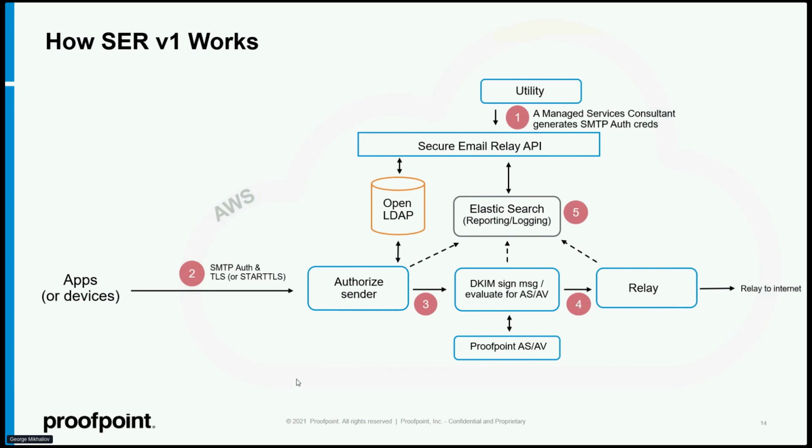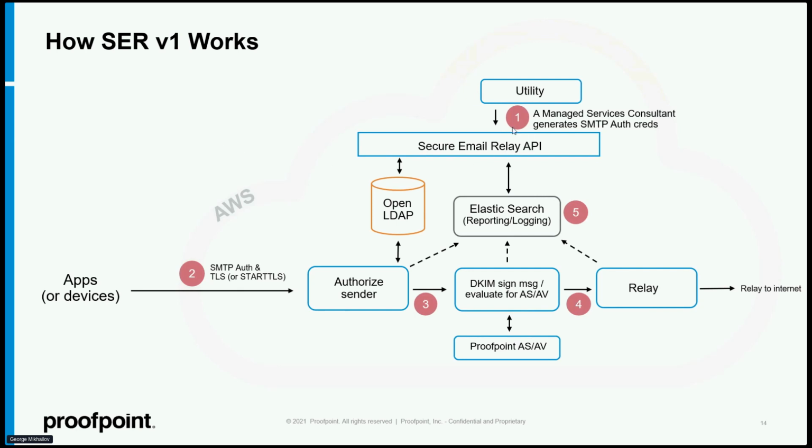Okay, so altogether, we have applications or devices simply sending SMTP traffic and passing through the Proofpoint system to get DKIM signing, to be evaluated for malware and for spam, and at the end of the day, they are being relayed back to the internet. That is in a nutshell the easiest way to look at this.